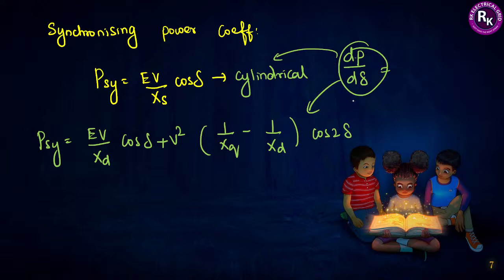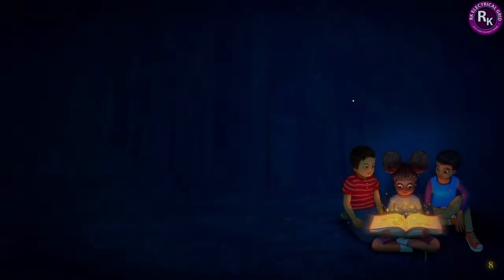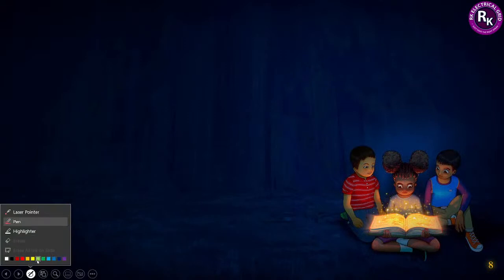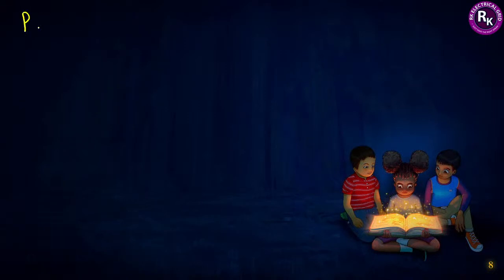Understand? Now let us discuss the parallel operation of the alternator. While connecting two alternators in parallel, these are the things you have to remember. First one is, the moment we are connecting the two alternators in parallel, and of course they are going to be loaded.